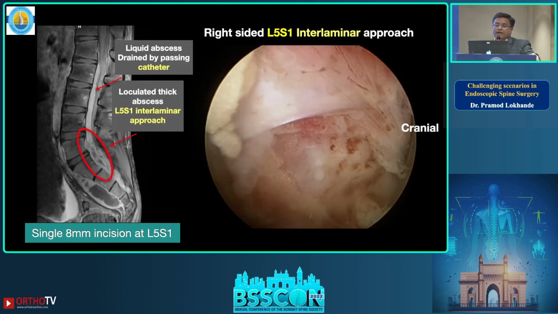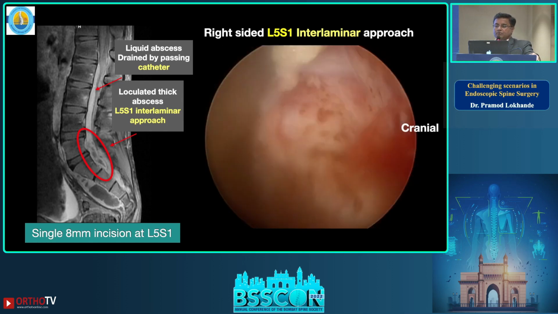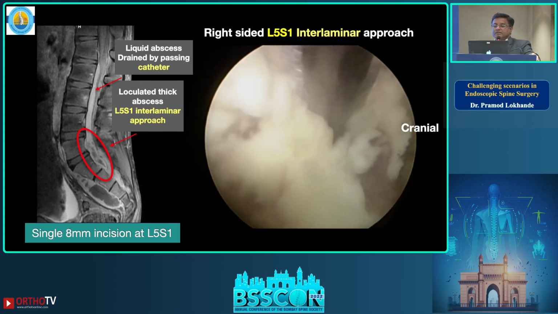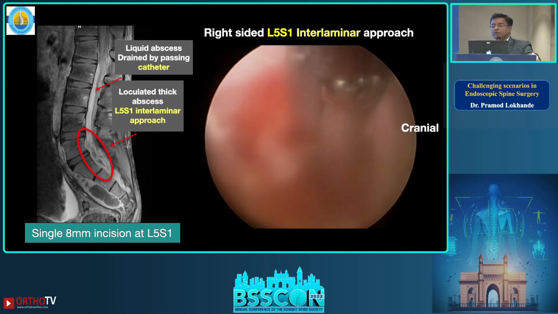And we planned a right-sided interlaminar approach at L5S1 level for this case. And this is the procedure after the removal of the ligamentum flavum. You can see this is all caseous tissue which is being manually removed.